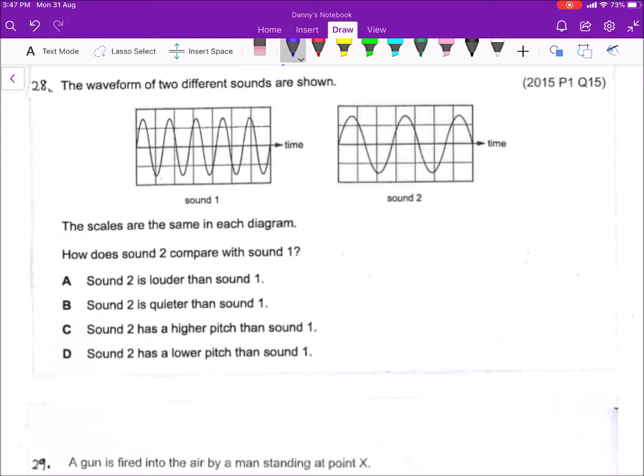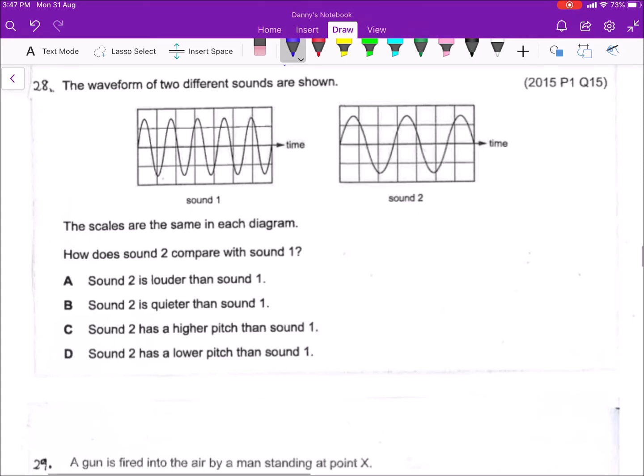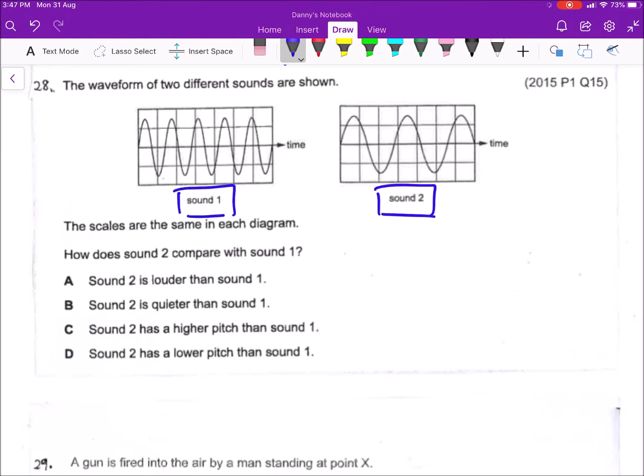Okay, 28, waveform of two different sounds. We describe sound in terms of two things: the pitch and the volume. The pitch is controlled by frequency, whereas the volume is controlled by its amplitude. Now I have to compare this with this. You can see that if I look at the amplitude, it's about the same. So I would say that they are as loud as each other. They are not louder or quieter than one another.